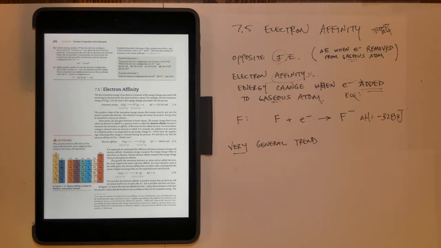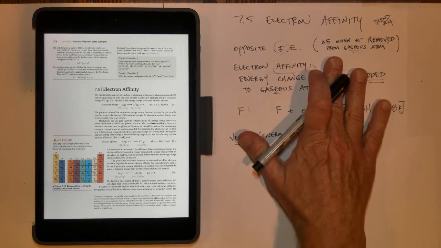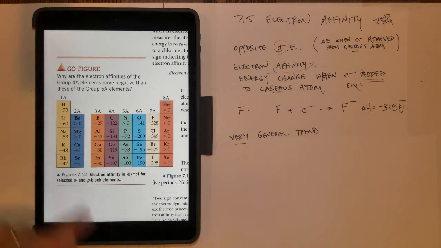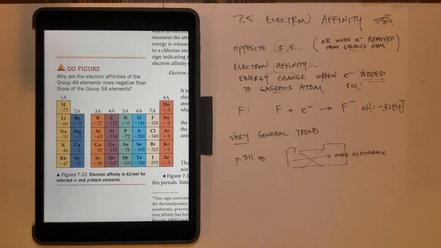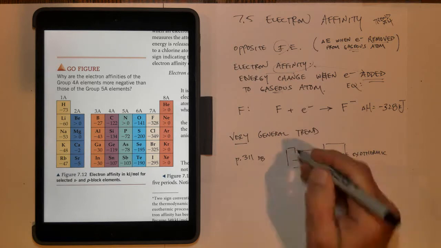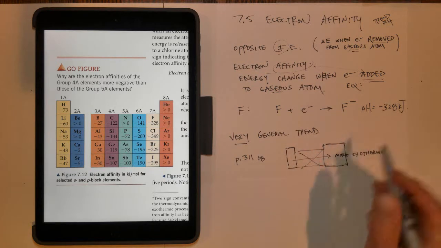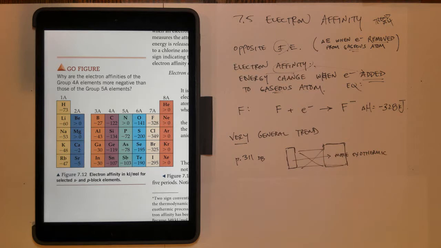A very general trend that doesn't hold true very well at all is on your digital book, and I'm giving you kind of the look at it right here on page 311 of the digital book. And they only look at what are called the representative elements, and that's groups 1 and 2 right here, and then groups 3, 4, 5, 6, 7, 8, and they kind of omit these guys right here. And you can see that in general it becomes more exothermic as you go to the right. You'll see a lot of anomalies in the middle, but you can see that generally the most exothermic ones are over here in the halogens.